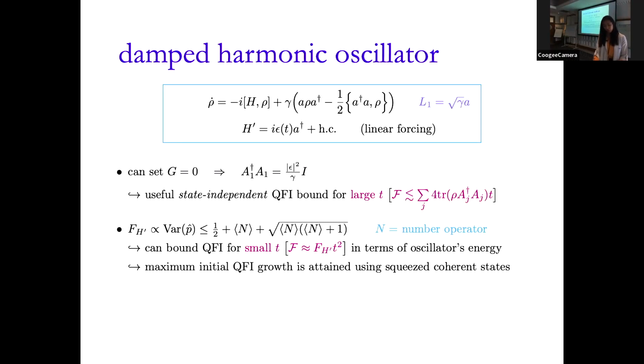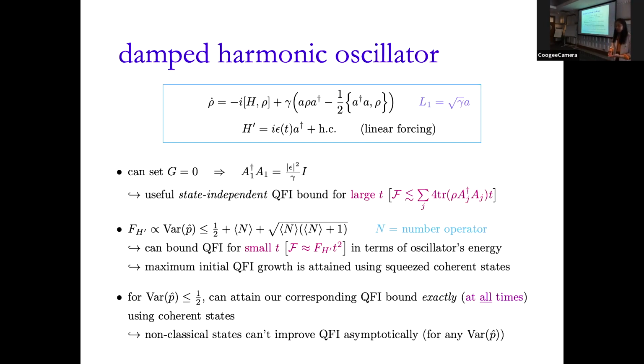And moreover, this bound on the momentum variance in terms of the oscillator energy is saturated by squeezed coherent states, which implies that, at least at small times, the largest possible QFI for any given energy cutoff is attained by using a squeezed coherent state. And this is essentially what they started doing in LIGO. Squeezed coherent states are relatively easy to prepare, but then our bound shows that this is actually the best that you can do.